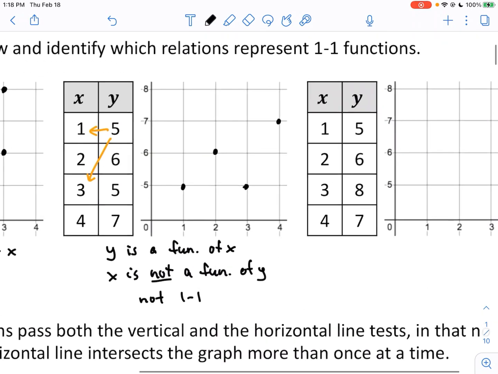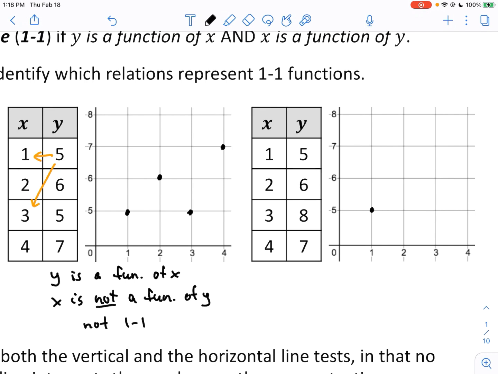And let's look at the last one. You can probably guess what's going to happen here. We have (1, 5) is a point, (2, 6) is a point, (3, 8), and (4, 7). Okay, notice that this collection of 4 points passes both the vertical line test and the horizontal line test. So we do have y is a function of x, and we have x is a function of y. So we have a 1-to-1 function.